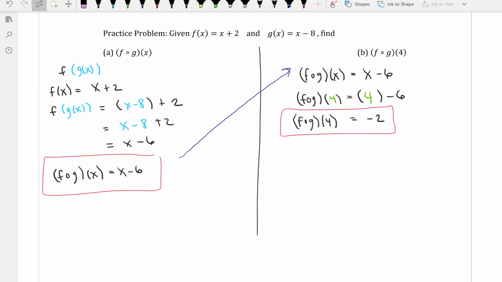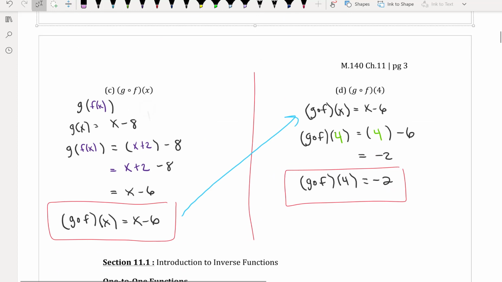For part B, I have my composition f composed with g with respect to 4, and so I use part A to help myself out so I don't have to do the problem all over again, and I get my answer as negative 2.